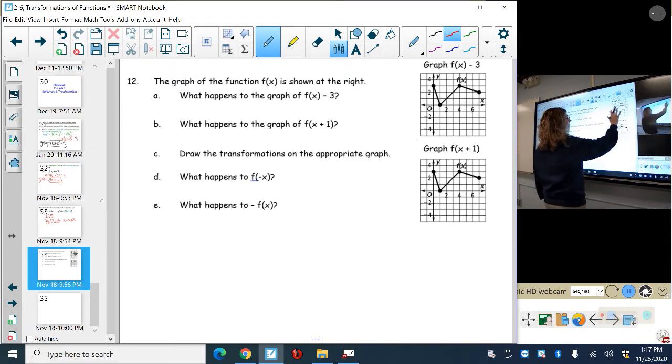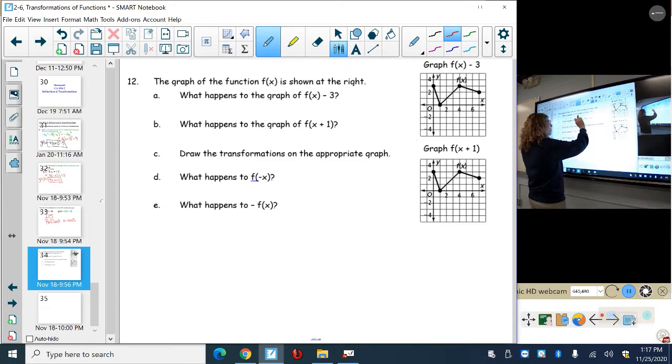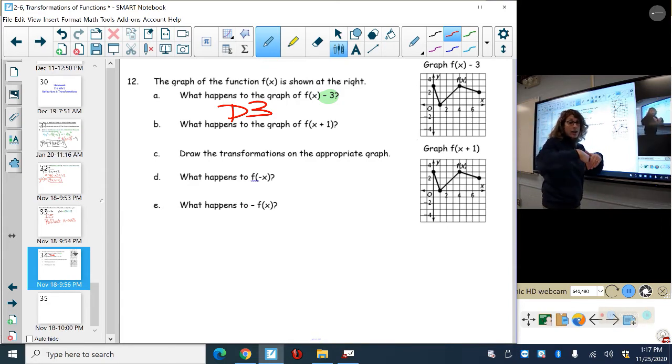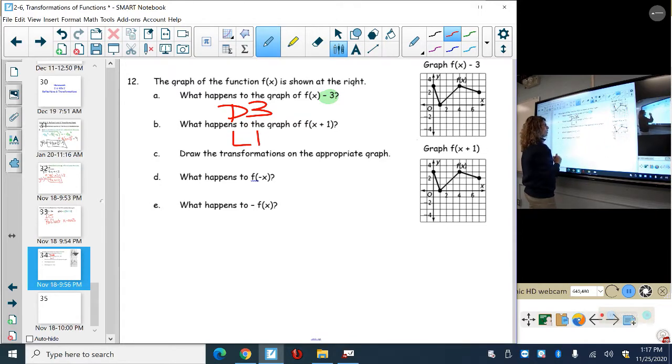Okay? Number 12, the graph of the function f of x is shown at the right. So this is f of x minus 3 at the right. What happens to the graph of f of x minus 3? Here's f of x. What's going to happen to the minus 3? The minus 3 is outside of the parentheses, which means you should have said down 3 units. So then what happens to the graph of f of x plus 1? It's on the inside, so what does the plus 1 do? The plus 1 is going to move it to the left 1 unit.